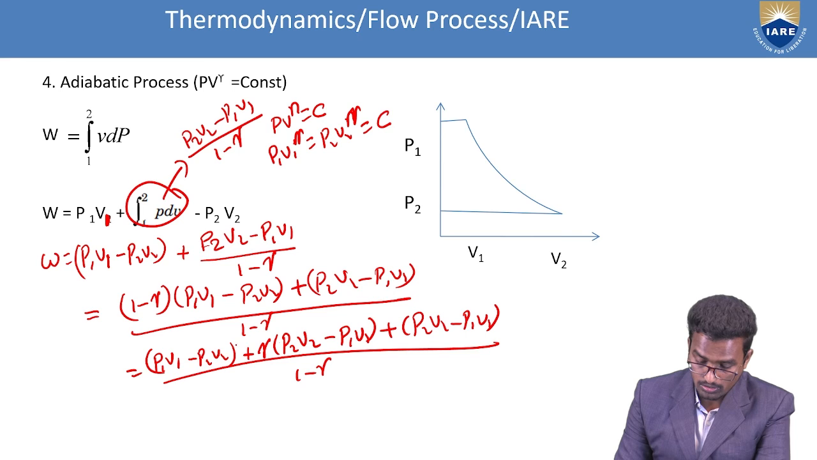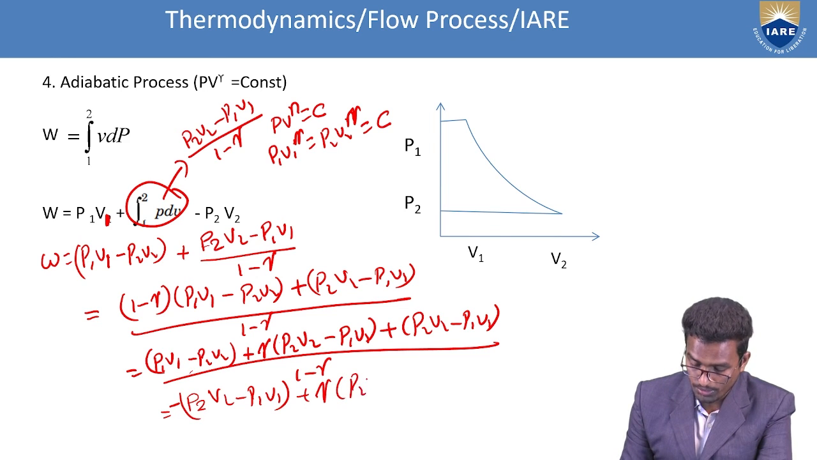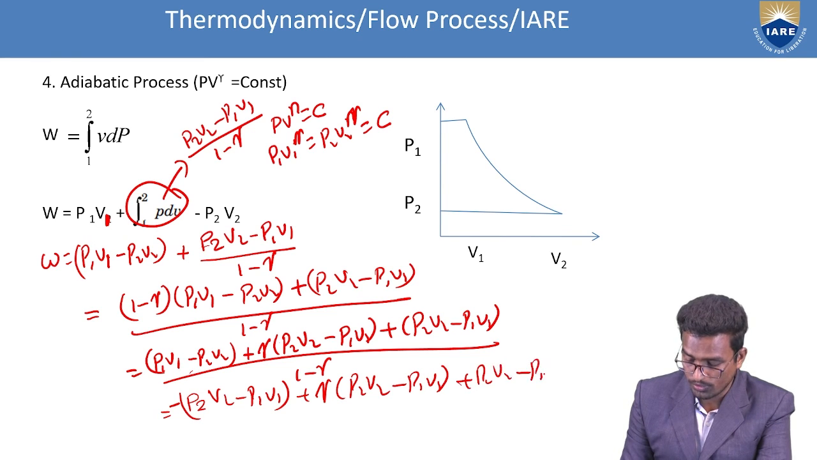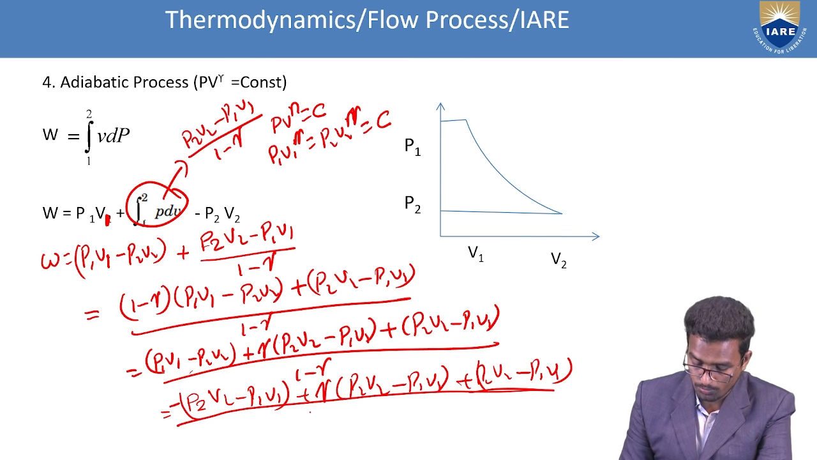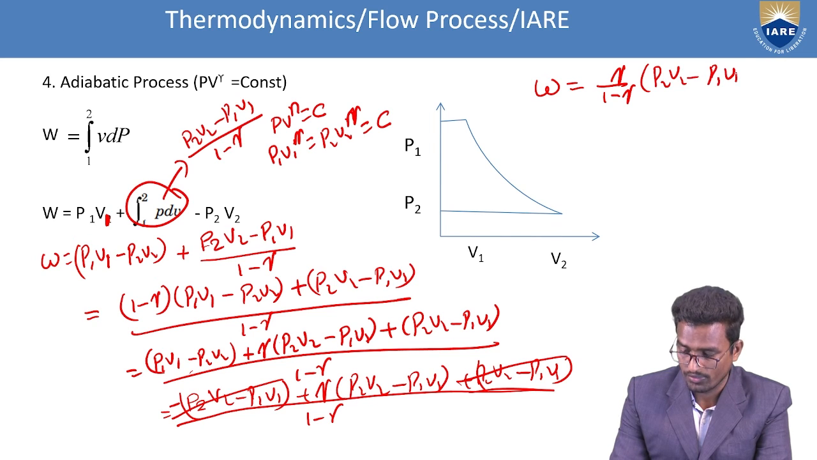Here you can also take the minus common out of P2 V2 minus P1 V1, plus gamma into P2 V2 minus P1 V1, plus P2 V2 minus P1 V1, all by 1 minus gamma. This part you can simply cancel. What do you have finally? Work done is equal to gamma by 1 minus gamma into P2 V2 minus P1 V1.